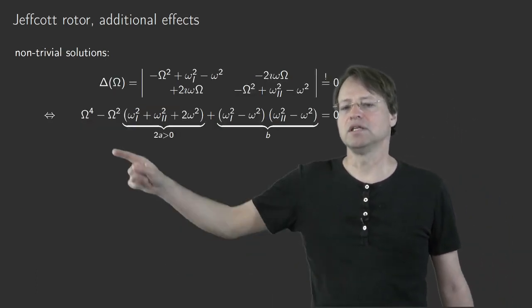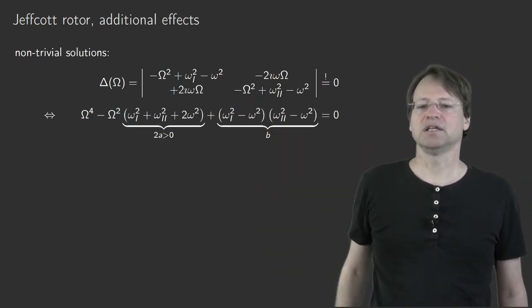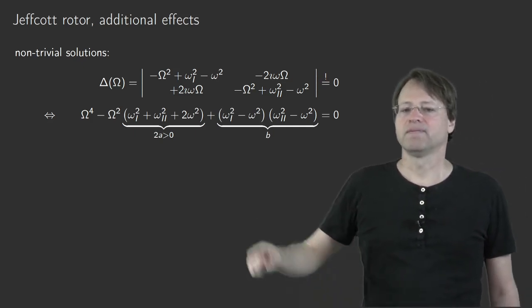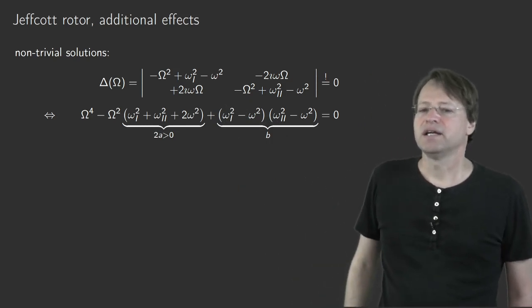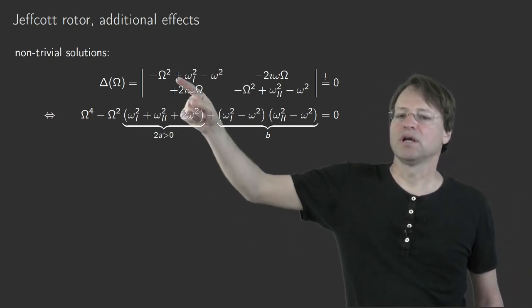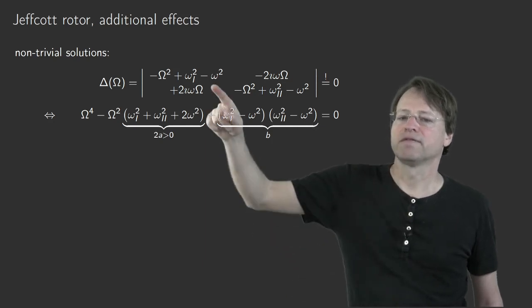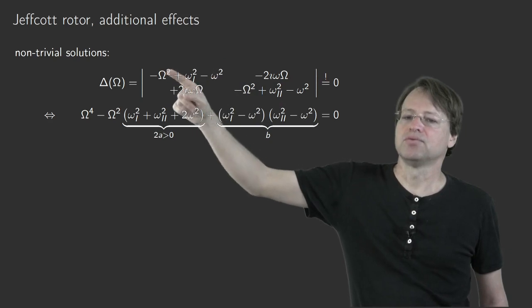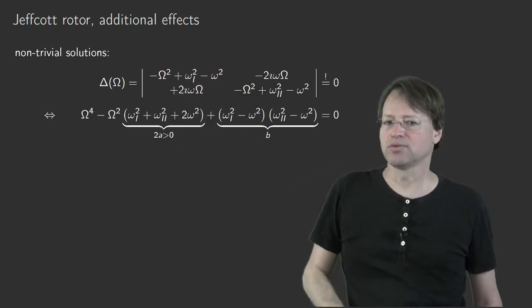So now we set the determinant of the coefficient matrix, which is again here, equal to 0. What do we obtain? We obtain capital omega to the fourth power. In second power, we have omega 1 squared and omega 2 squared, plus omega 2 squared times capital omega squared, so twice omega 2 squared.